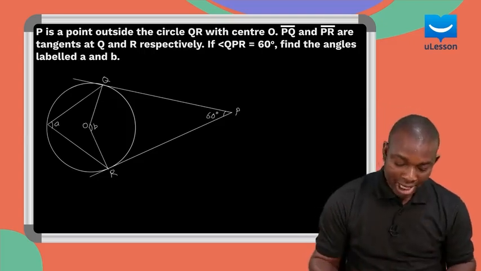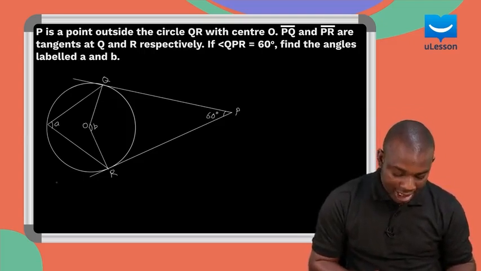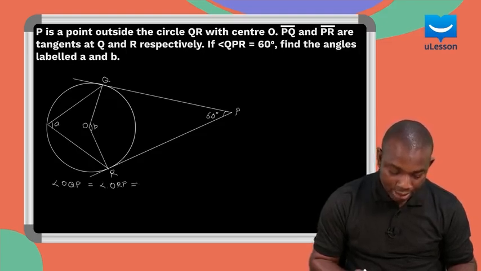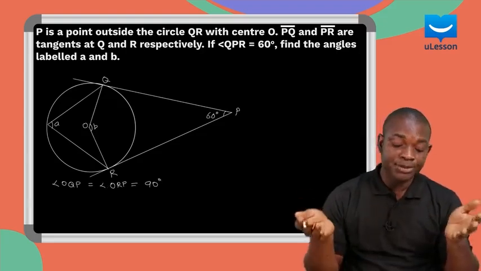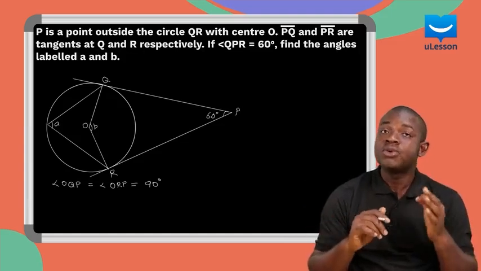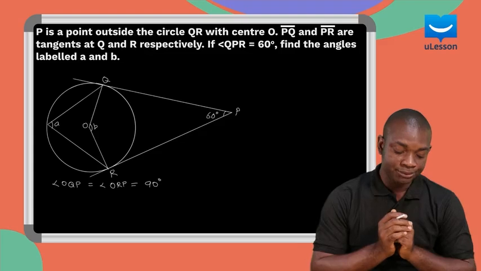Again, when we look at the given diagram, the first thing we note is that angle OQP is equal to angle ORP, and both of them are right angles, that is, they are equal to 90 degrees. And this is because a tangent to a circle is always perpendicular to the radius.